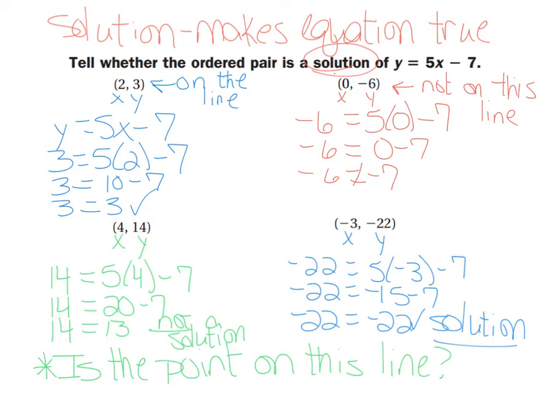Okay, I found that the point 4, 14 was not a solution. That means this point is not on this line. And I found that negative 3, negative 22 is a solution. It is on this line. And this is something you need to keep in mind anytime you're asked if something's a solution. Plug it in and see if it makes it true.